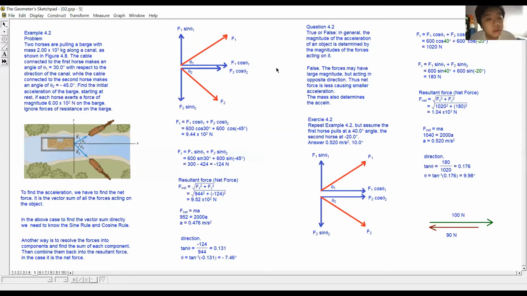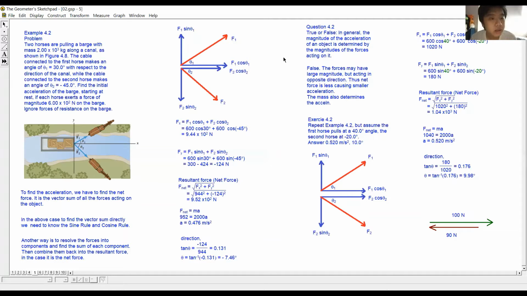Okay, so to understand what the problem is all about, please read this example 4.2. Just read. The two horses are pulling a barge with mass 2 times 10 to the power 3 kg along a canal, as shown in figure 4.8.